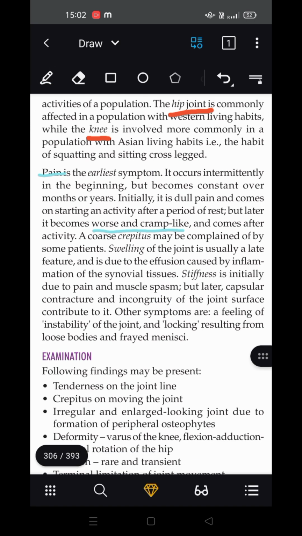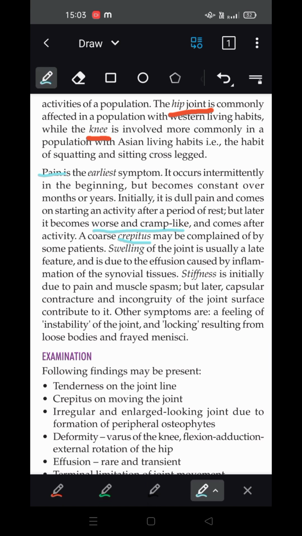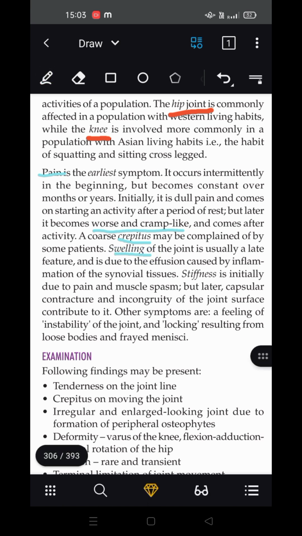Okay, after the activity. Crepitus may be complained of by some patients. Crepitus mainly means a sensation, a tingling-like sensation or a vibration felt in a joint during activities. Swelling is the third. Swelling of a joint is usually a late feature and it is due to the effusion caused by the inflammation of the synovial tissue.